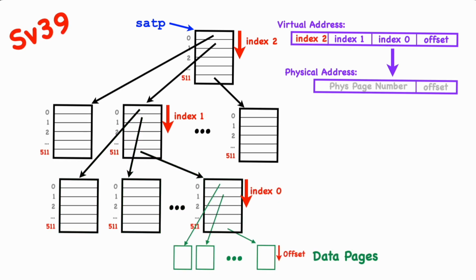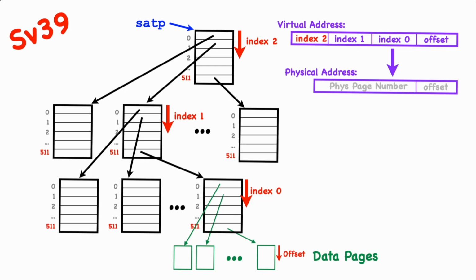You can see that there is now an additional level to the tree, and you can see that the nodes now contain 512 entries, not 1024. Here's a virtual address, which is 39 bits in size with this scheme, and it's broken into parts. First we have virtual page number part 2, then virtual page number part 1, virtual page number part 0, and finally the 12-bit offset into the data page.